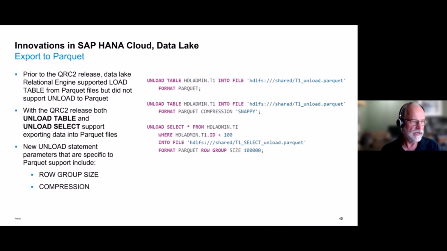A couple of new parameters for the unload statement that are specific to the Parquet format are the row group size, so how many rows are grouped together. And this is a tuning option when you're unloading large data sets to Parquet. And compression. The default, as shown here, is snappy. There are about 3 other compression algorithms supported. We have aligned with the same default compression as HANA would use. And those are the biggest new features for the data lake for this QRC release.